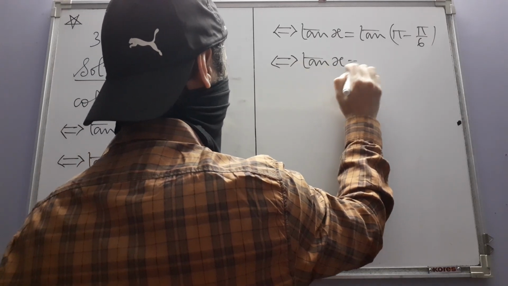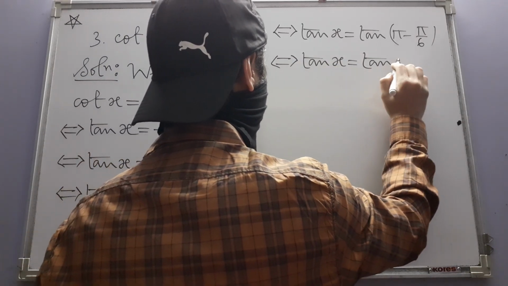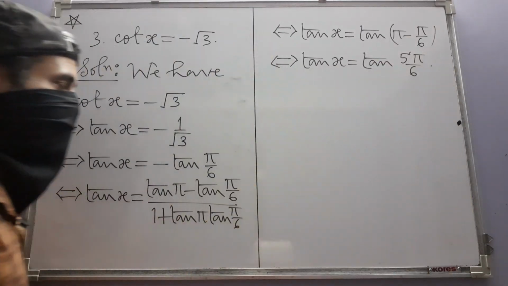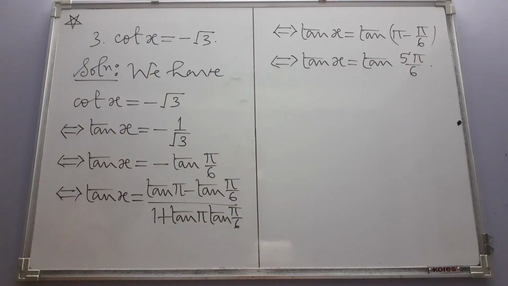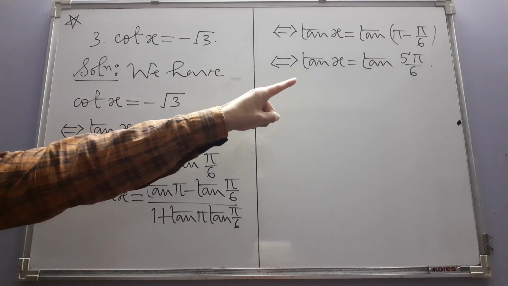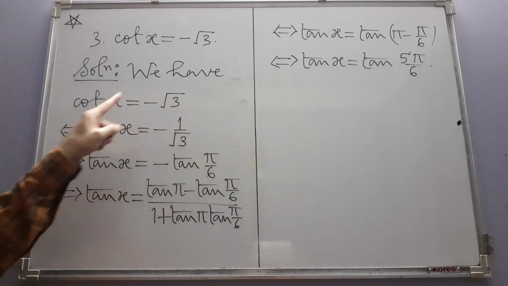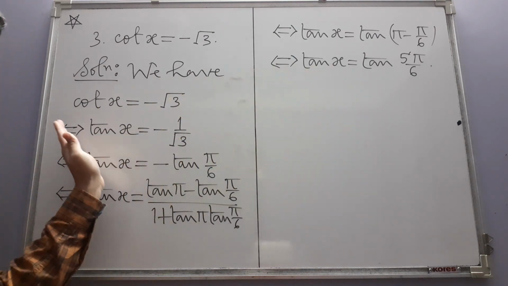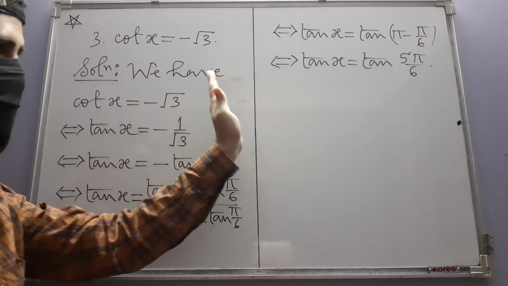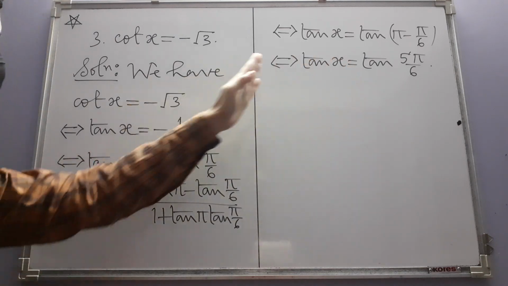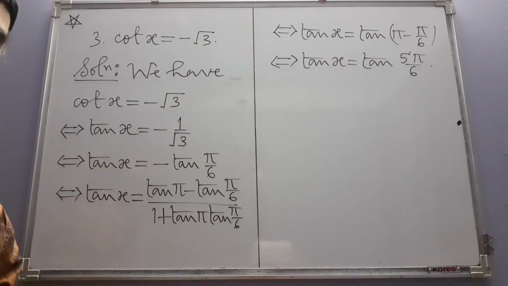Tan x equal to tan 5 pi over 6. Now we can write the general solution, because this equation is equivalent to that. Equivalent, really equivalent means if this is true, then this is true. That you get from the forward implications. Also, if this is true, then this is also true. For that, you have the backward implications.